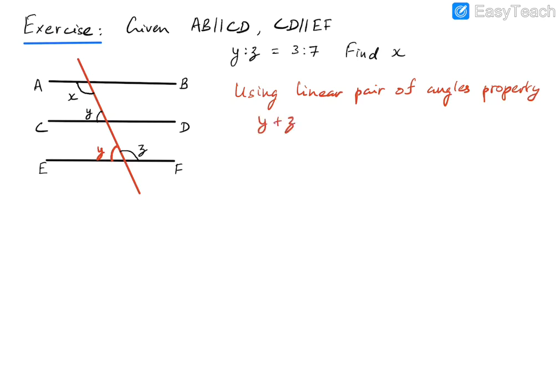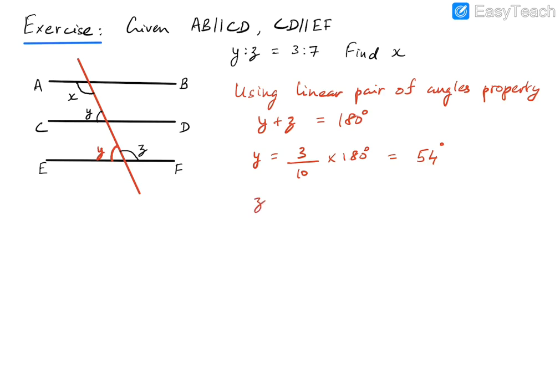Y plus Z should be 180 degrees. And Y and Z are in the ratio of 3:7. So we are going to divide 180 into 10 parts. Out of that, 3 parts belong to Y. So Y will be 3 parts out of the 10 parts of the 180 degrees. That will be equal to 54 degrees. So Y is equal to 54 degrees.